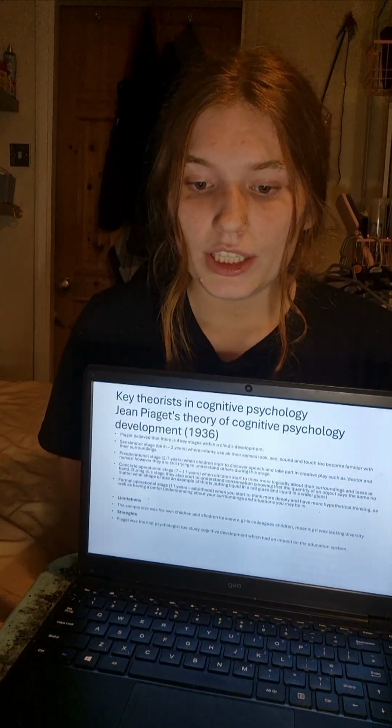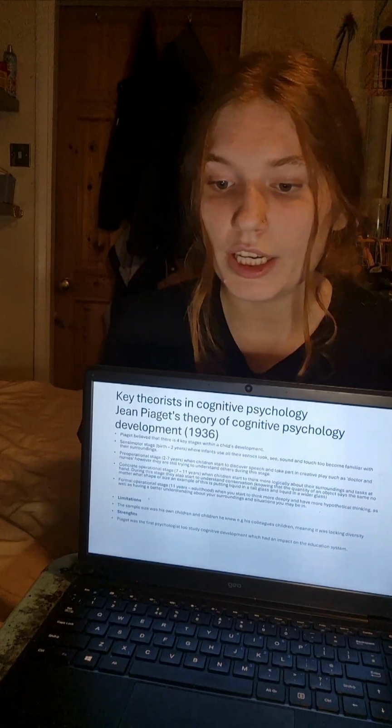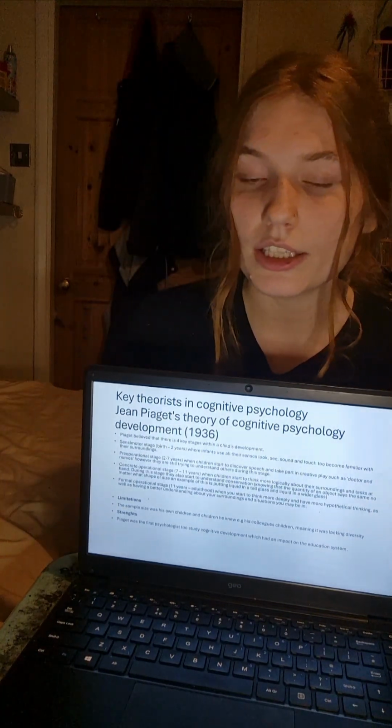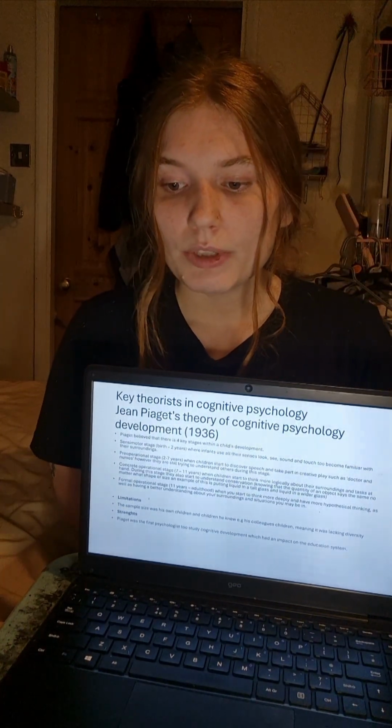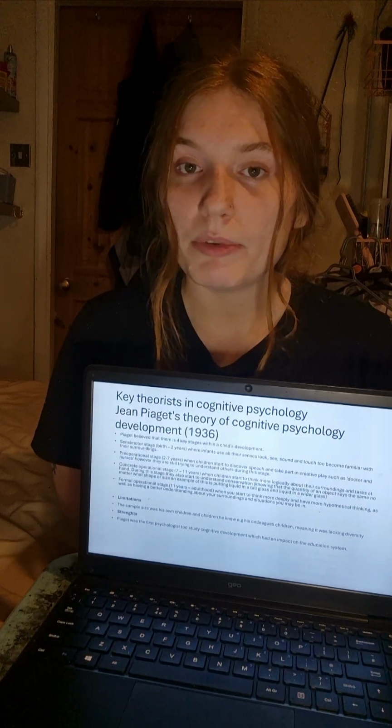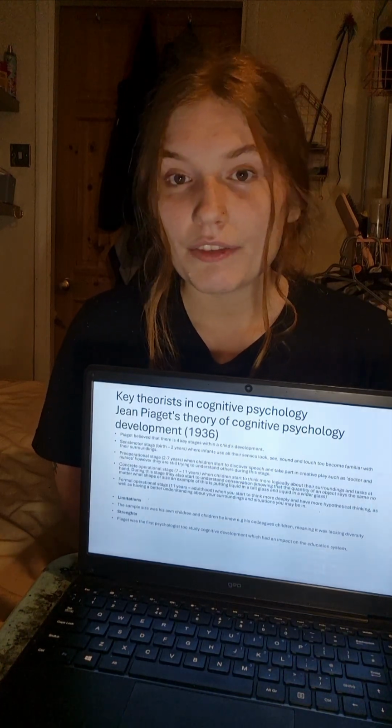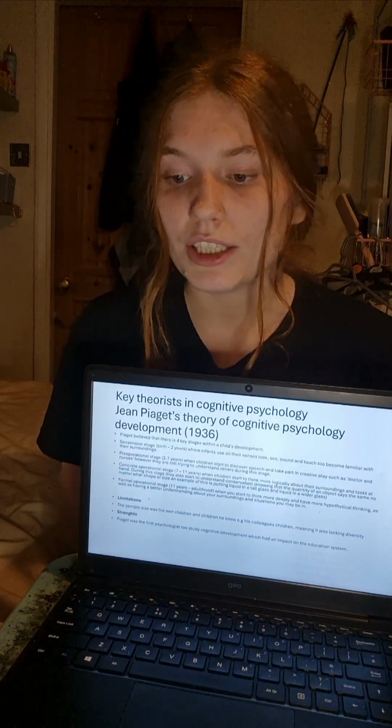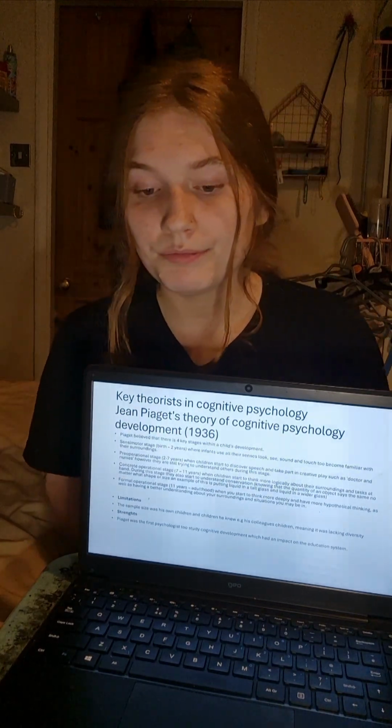The fourth stage is the formal operational stage, which happens from 11 years and into adulthood. This is when you start to think more deeply and have more hypothetical thinking, as well as having a better understanding about your surroundings and situations you may be in.